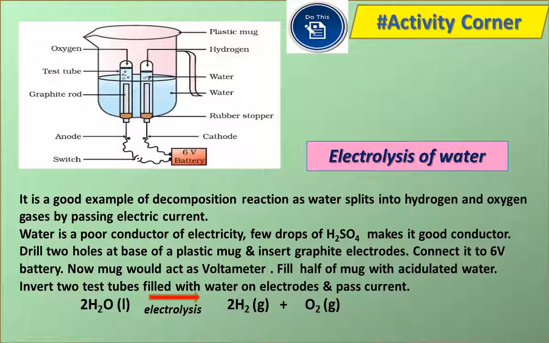Then place 2 inverted test tubes on the electrodes and pass current. Consequently, H2 and O2 gases will appear above the electrodes in both of the tubes in the form of bubbles, and the water level drops.